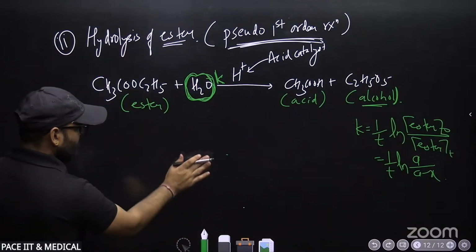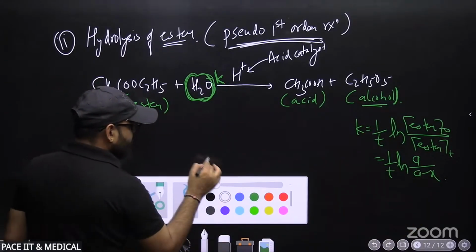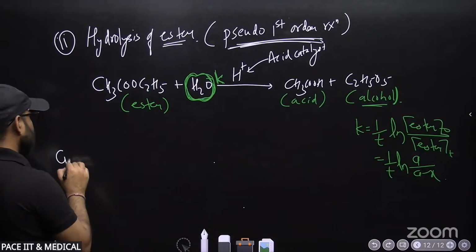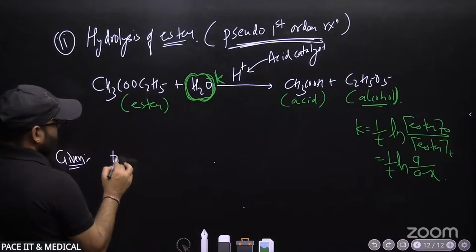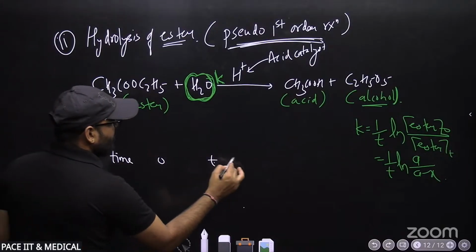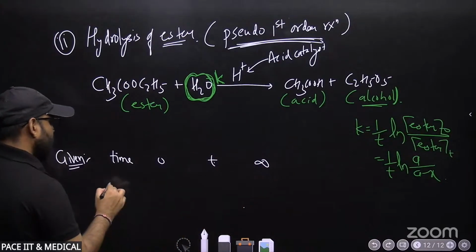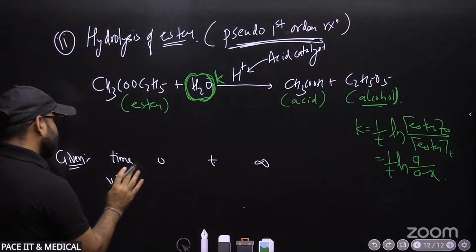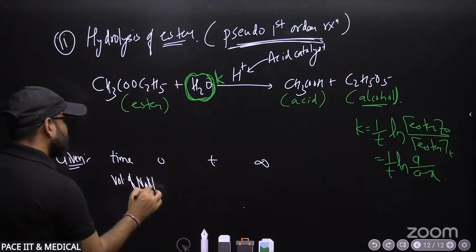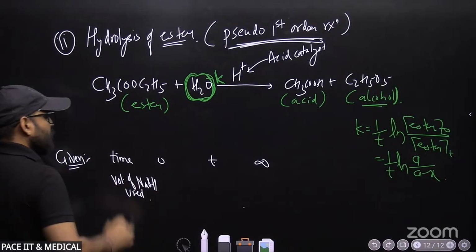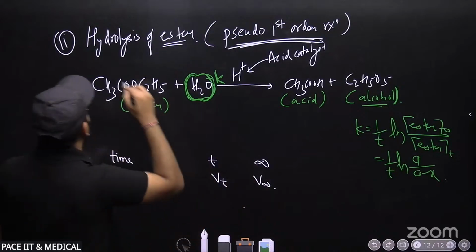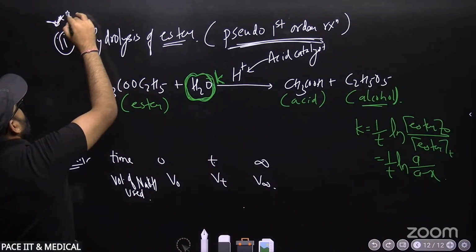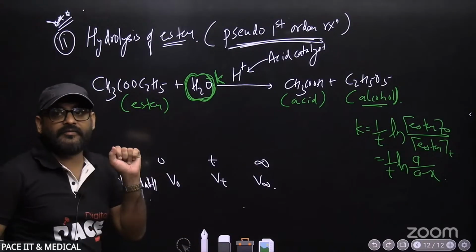Now, what will be given? Given is time 0, t and infinite, and volume of NaOH used: V naught, Vt and V infinite. This example is important. V naught, Vt and V infinite.